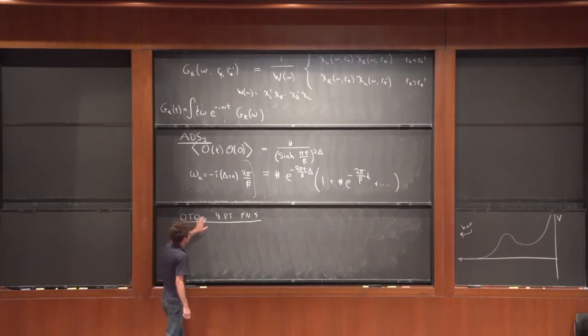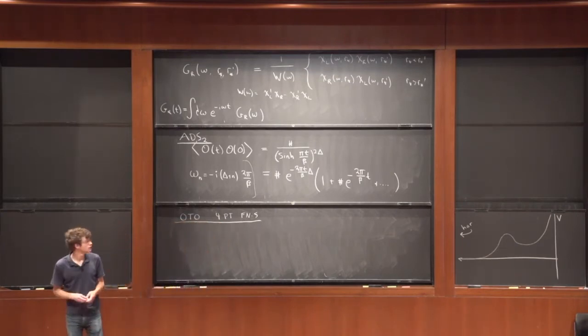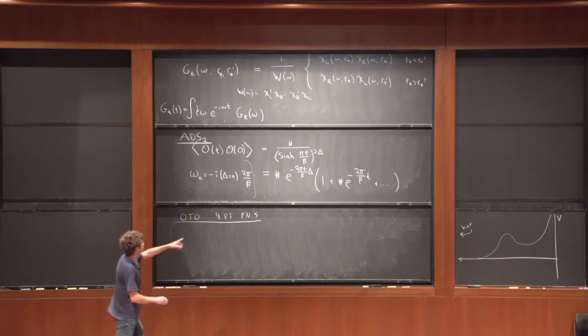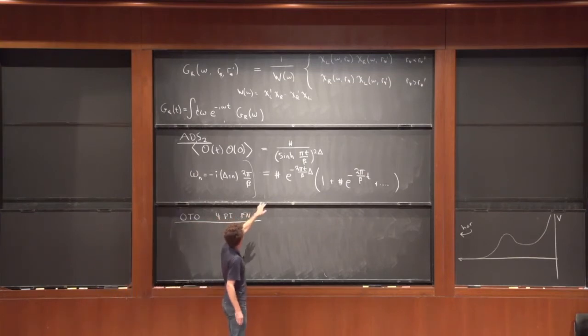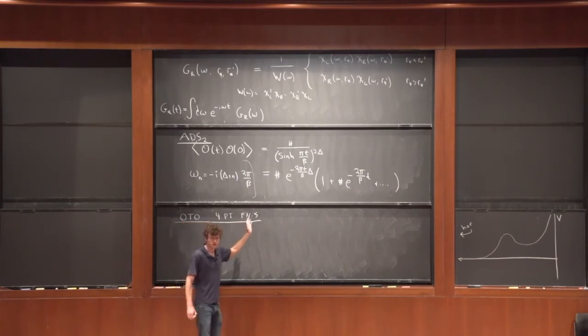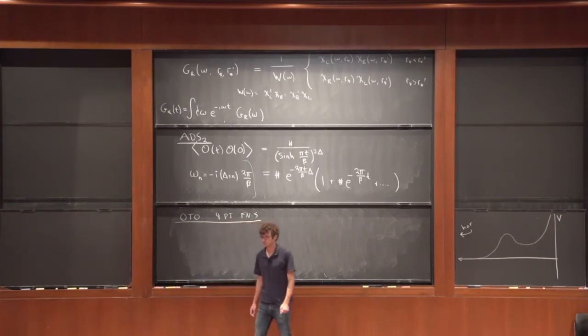So let's now discuss the out-of-time order 4-point functions. Sorry, I couldn't hear. What's beta? In this expression? Yeah, that's the inverse temperature. This answer was for an AdS2 black hole, which has some temperature, and beta is 1 over the temperature.